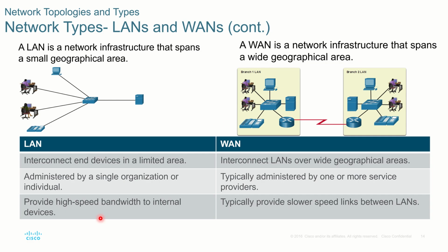So this is the characteristic of the LAN, and it is administered by a single organization or individual, while a WAN is typically administered by one or more service providers. So you can see the difference here: the administration for a LAN is by an organization, but the administration of a WAN is under the responsibility of the ISPs. The LAN provides high-speed bandwidth to internal devices, but the WAN typically provides slower speed links between LANs.